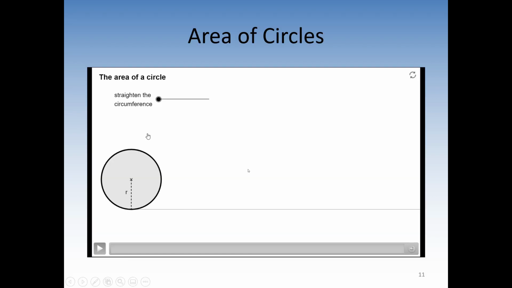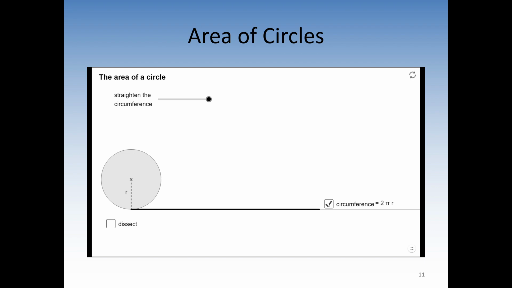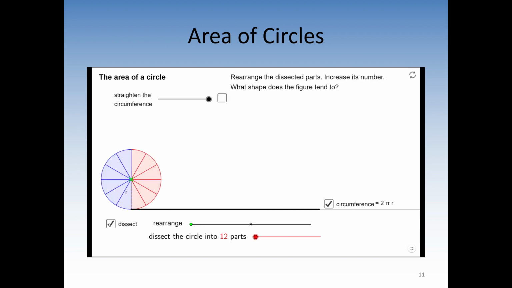So how about the area of the circle? First of all, we may recall the circumference. We take the circumference and put it on a straight line. And we have just learned that the circumference is 2 pi r, right? So next, we are going to cut our circle into smaller pieces. And then we have to rearrange them.